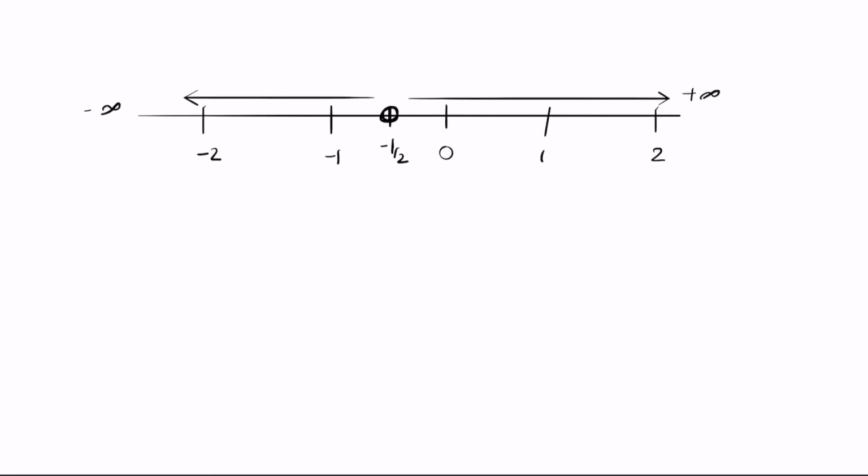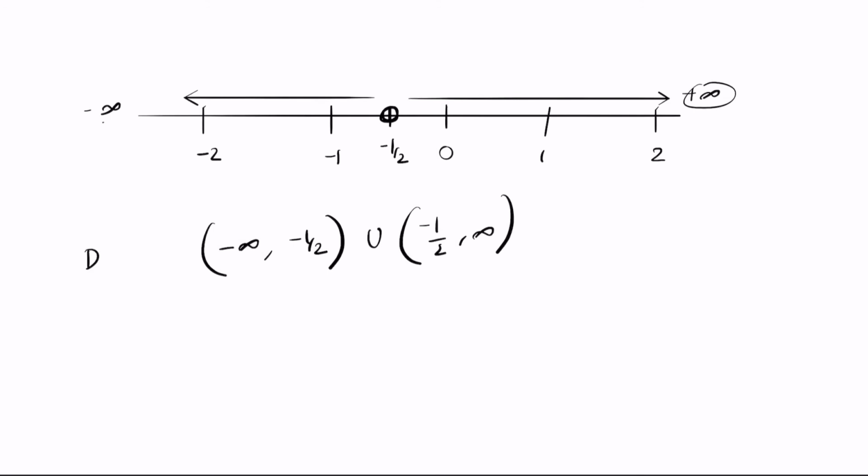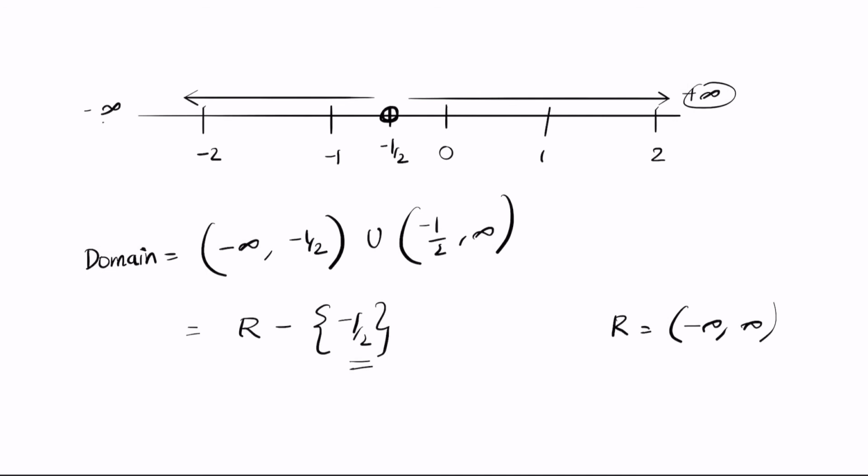So we can write from negative infinity until minus 1 by 2. Remember that we don't want to include minus 1 by 2, so write an open interval, then the union, and then again minus 1 by 2 comma until infinity. So this is the domain for that problem. Or we can also write it as the set of real numbers minus the set containing minus 1 by 2. R here basically represents the set from minus infinity to infinity, and from that we are only taking out the value minus 1 by 2. So this is how we can find the domain for this particular problem.